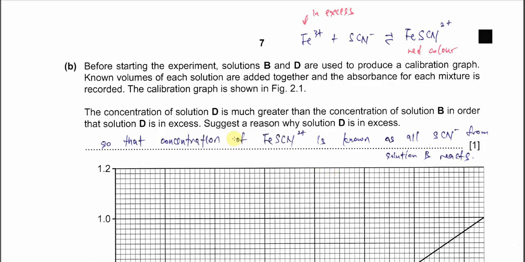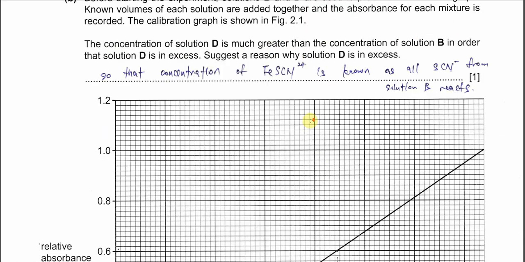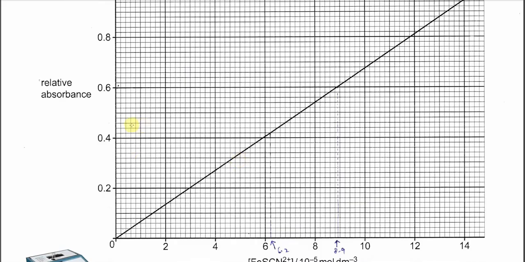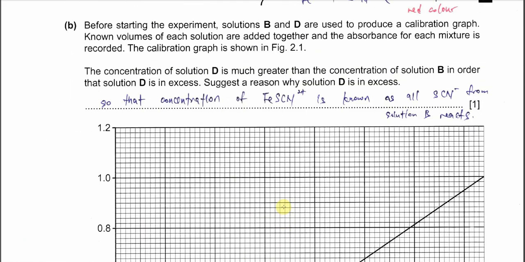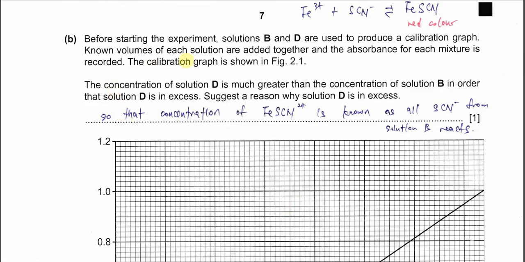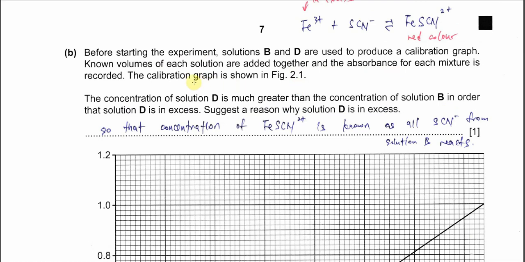Part B. Before starting the experiment, solution B and D are used to produce a calibration graph. The calibration graph is something like this, right? To show a certain absorbance with the concentration. After that, an equal volume of each solution is added together, and the absorbance of each mixture is recorded.